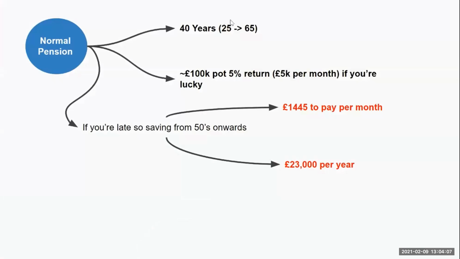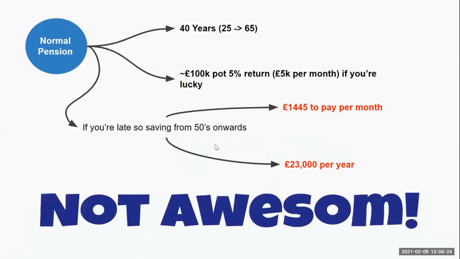Well, to help you out, let's start with a normal pension. Usually 40 years in length, and if you're lucky, 5% return on your 100K pot per month, if you're lucky. If you're late, you have to pay 145,000 per month, only to get a measly 23,000 per year. That's just not awesome.